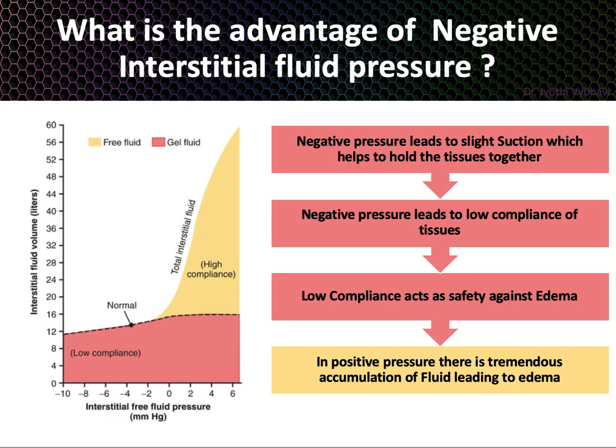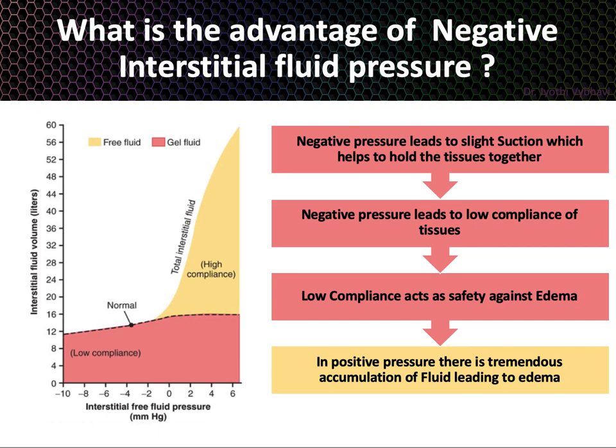Interstitial fluid hydrostatic pressure in the most loose subcutaneous tissues of the body is slightly less than the atmospheric pressure. It's around minus 3 millimeter of mercury. Because it is negative, it creates a suction pressure, a slight suction in the tissues which helps to hold the tissues together. How amazing, isn't it? Because there is negativity, the tissues are held together by this negative pressure.